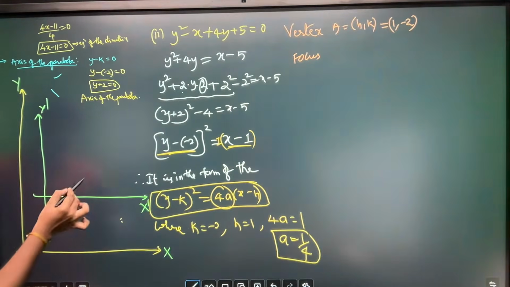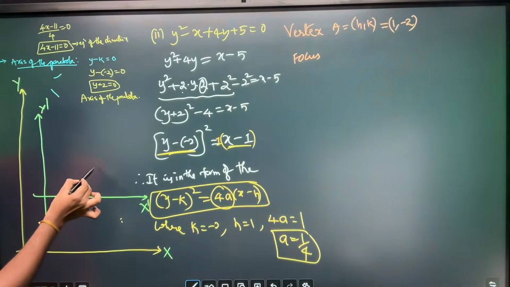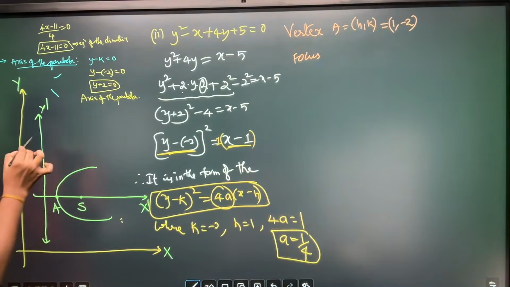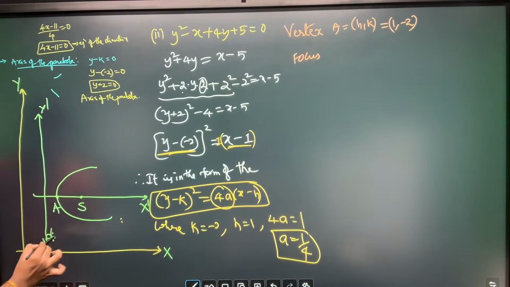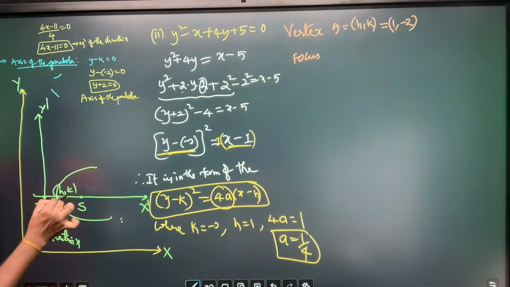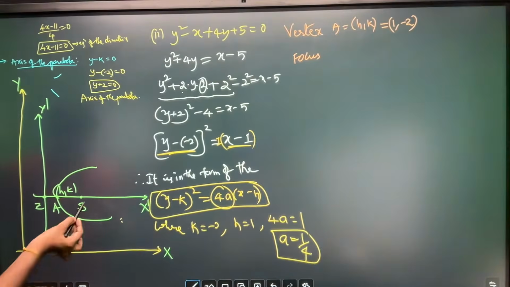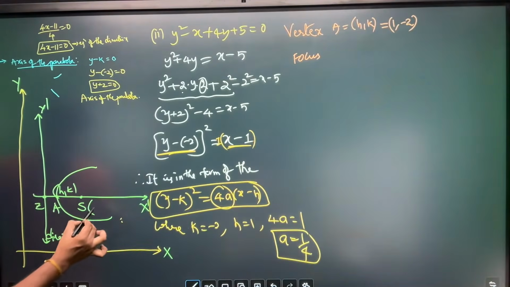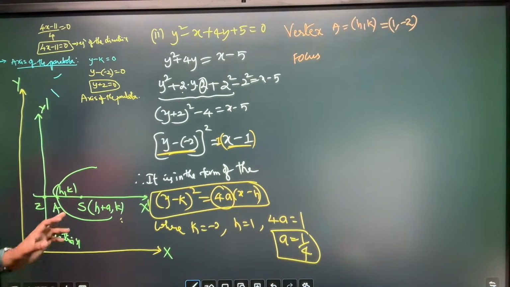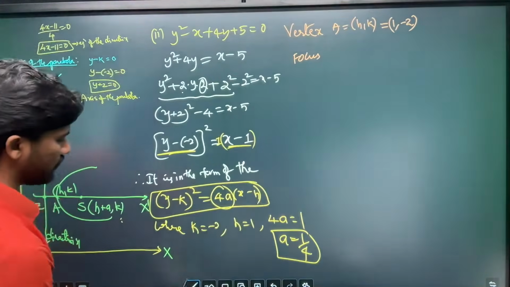సో నౌ ఇప్పుడు మీకు ఎట్లుంటది అంటే పారాబోలా ఇట్లుంటది. ఈ పాయింట్ ఈజ్ క్యాపిటల్ A, ఇది వర్టెక్స్ అండ్ సమ్వేర్ అరౌండ్ హియర్ ఫోకస్ S ఉంటది. అంటే ఇది డైరెక్ట్రిక్స్. క్లియరా? ఇక్కడ మీకు Z అనే పాయింట్ ఉంటది. So if you take this point H comma K, then what is S? S ఏమైతుంది మీకు H plus A comma K, క్లియర్ కదా? So vertex completed.